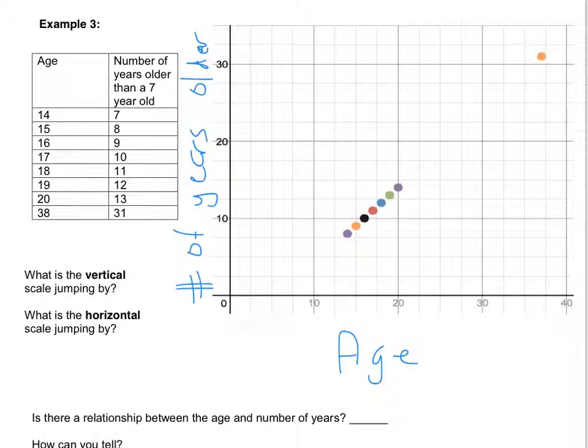We are asked again, what is the vertical scale jumping up by? So let's try 0, 1, 2, 3, 4. Nope. 0, 2, 4, 6, 8. No. So this isn't as nice as it could be. So let's cut it in half to get 5, and then we cut it in half to get 2.5. So it's going up in 2.5, and the horizontal axis is the same.